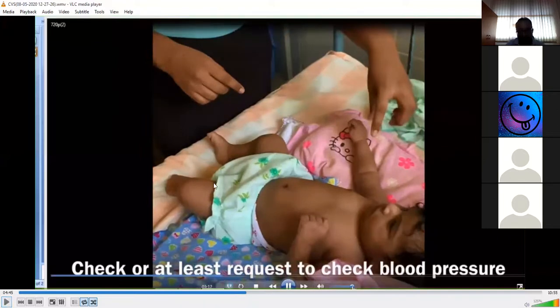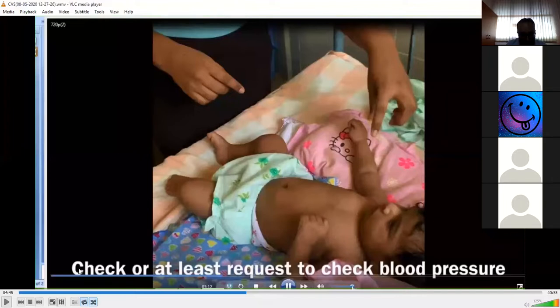Right, now this is the most important thing after you check all the pulses. So she checked the radial, brachial, femoral, dorsalis pedis. Then sometimes in a bigger child, you can check popliteal pulse as well. But if you can feel the dorsalis pulse, popliteal pulse should be okay. And then you have to request to check the blood pressure.